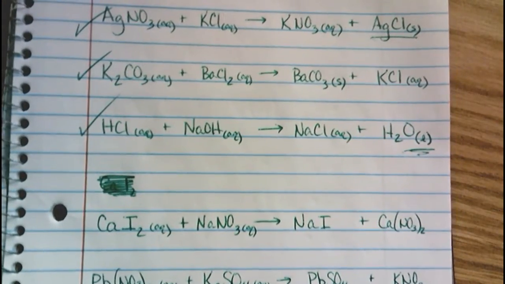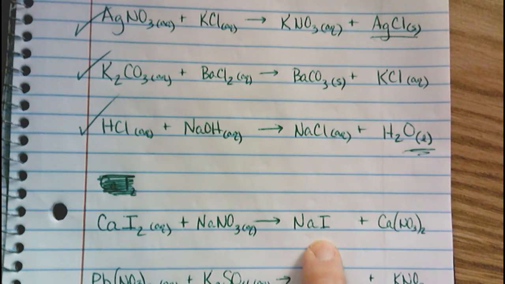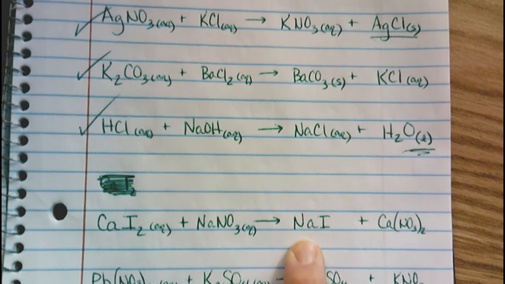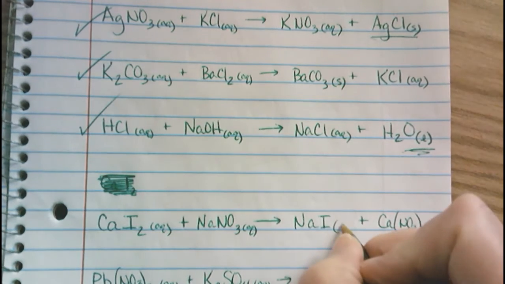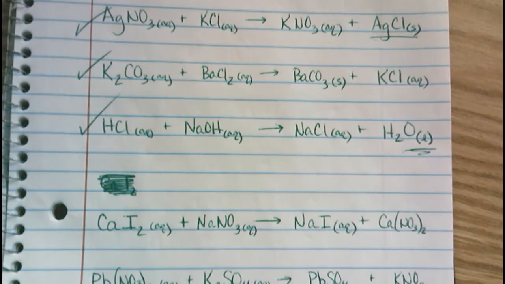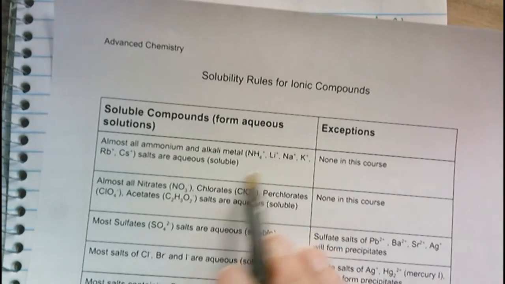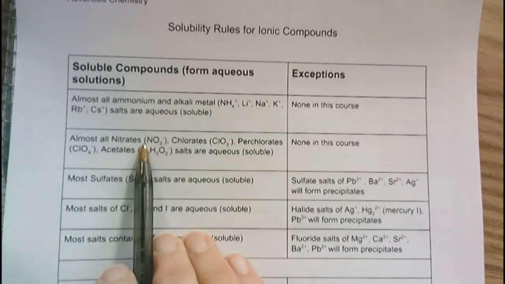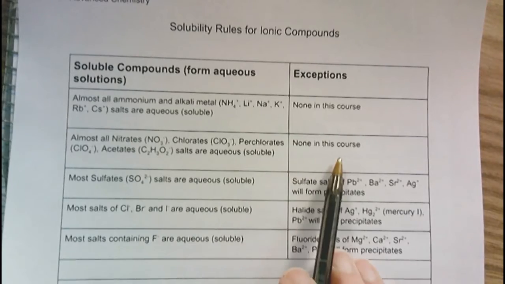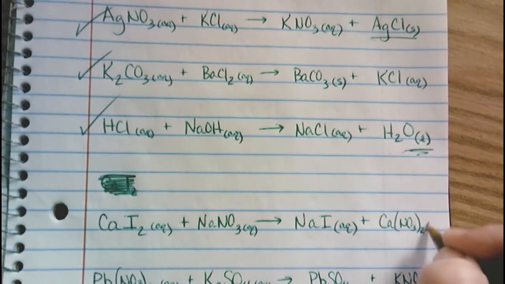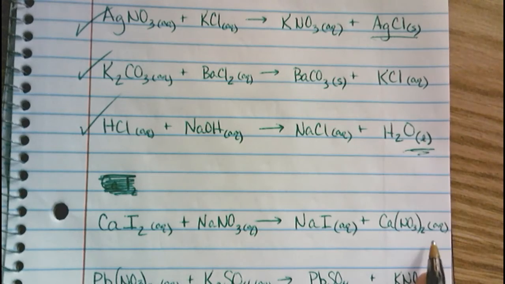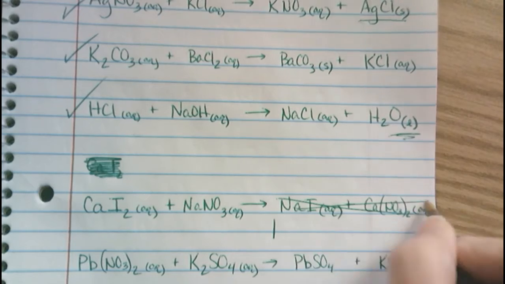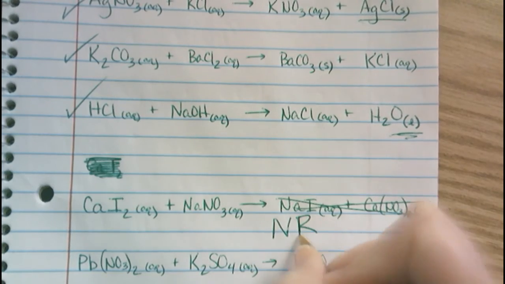We got two more to look at. So let's look at this one. We're going to make sodium iodide and calcium nitrate. So sodium's an alkali metal. So all alkali metals are going to be soluble. Okay, we saw that up here. Sodium, so it's going to be aqueous. And then calcium nitrate. Well, nitrates are always aqueous, and there aren't any exceptions. So this is also going to be aqueous. Well, since we had two aqueous solutions that get made, then this actually does not happen, and this would be deemed no reaction.